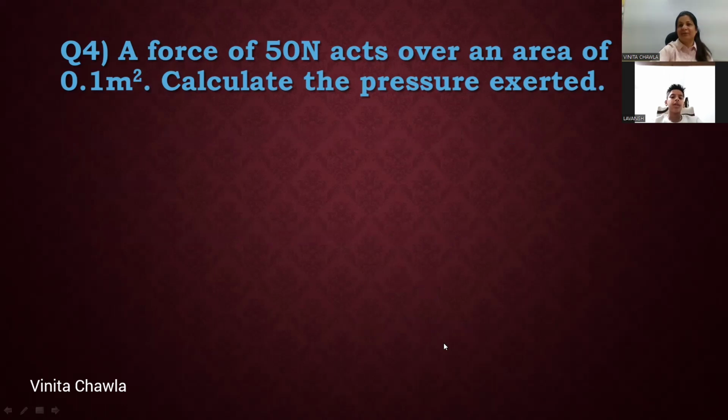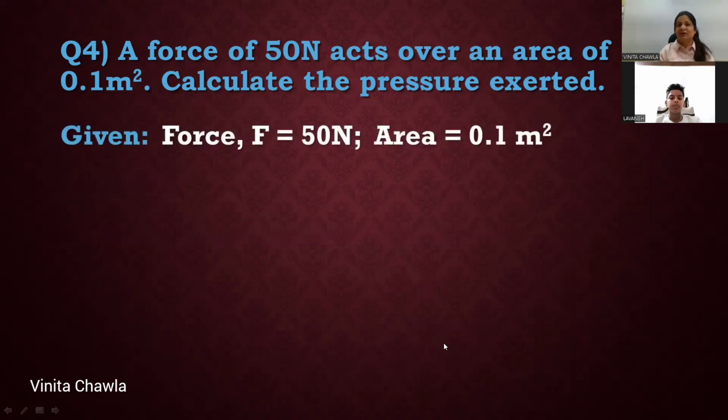A force of 50 Newton acts over an area of 0.1 meter square. Calculate the pressure exerted. You can solve this in your notebook. Force and area is given. We have to find the pressure. Pressure is force upon area. Put the values and get the answer.